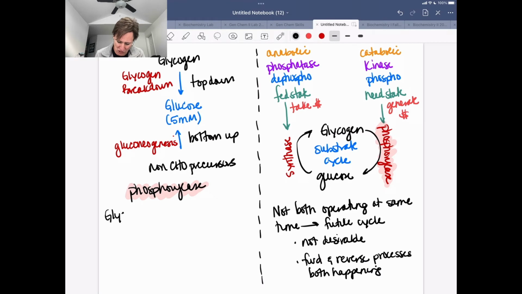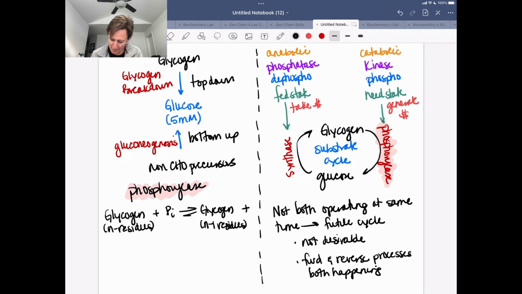We're going to have glycogen that's, let's say, N residues. Okay? We are going to be using not water, but we're going to be using inorganic phosphate. And that is going to be generating glycogen that has lost one of those residues. Okay? And then we're going to be generating glucose 1-phosphate.